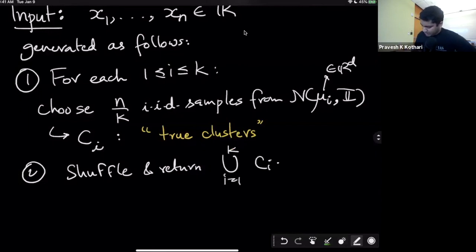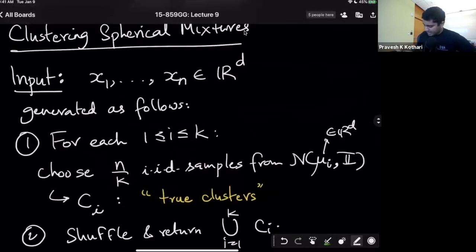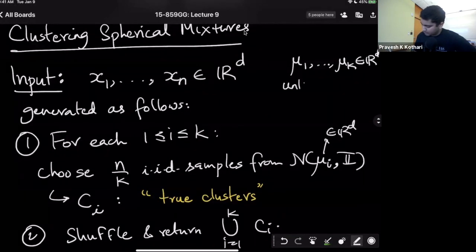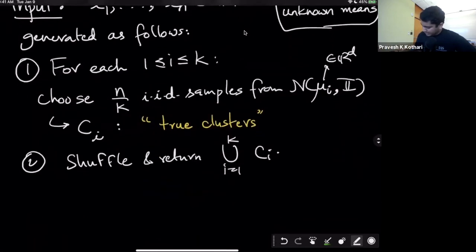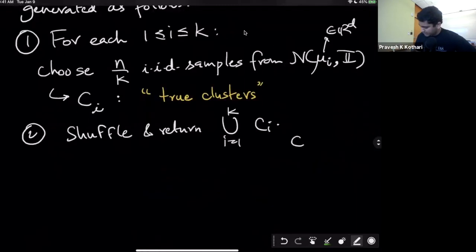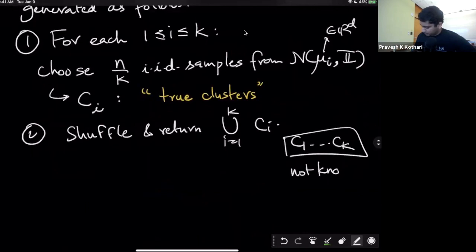Now, notice that the mu sub i's and C sub i's are both not known to you. By you, I mean the algorithm. So you can call mu1 up to mu sub k, these are points in R^d. They're unknown to you, and you can think of them as the unknown means of these distributions. And also C1, C2, up to Ck, the division, is not known to you. Okay, so that's the input.